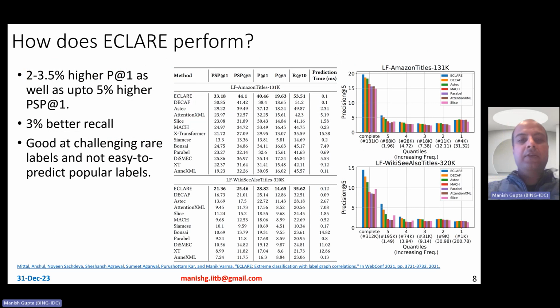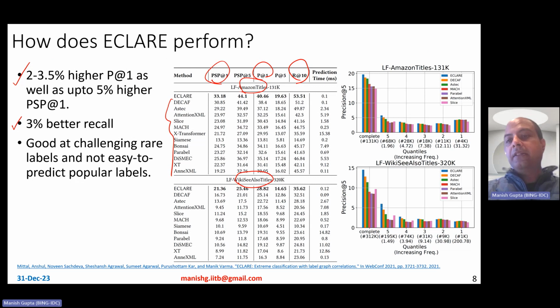Okay, so how does ECLARE perform? ECLARE performs way better compared to several other XC methods, as observed on multiple public datasets in terms of PSP, precision, and recall. So it performs up to 3.5% higher in terms of precision at 1, up to 5% higher in terms of PSP, and 3% higher in terms of recall.